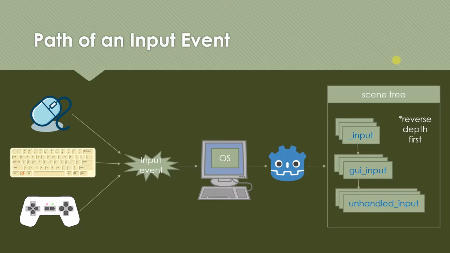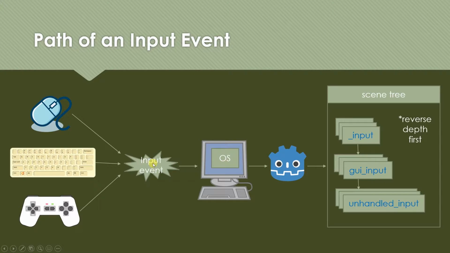Alright, so let's look at the path, or the life cycle, of an event. So your computer, you have a couple things connected to it, right? Or your console, whatever it is. You have a mouse, a keyboard, and maybe a gamepad or a joystick. Now, whenever you interact with this hardware, you emit an input event of some sort. That's the abstract term for any of these.